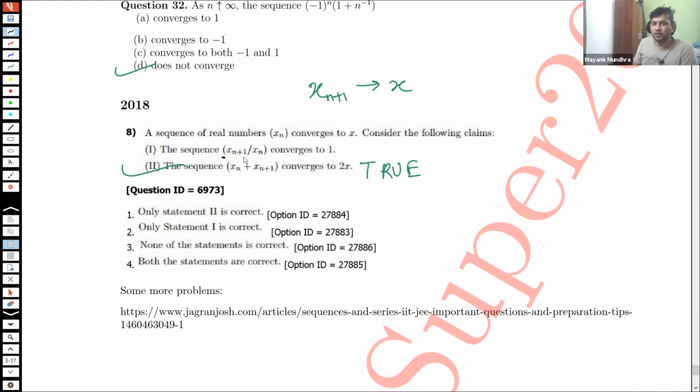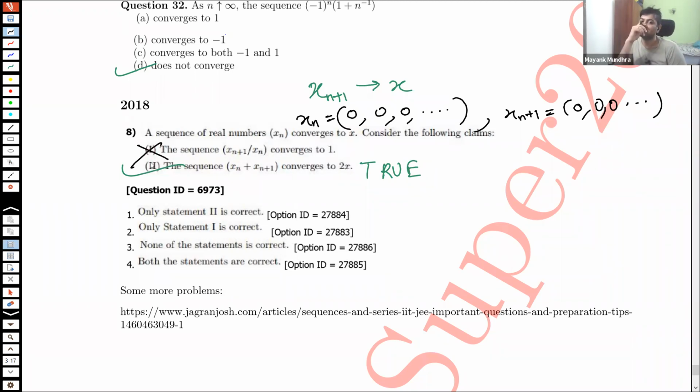Now coming to this sequence. It would be true if the sequence is not something going towards 0, right? So you could have the sequence xn equals 0, 0, 0, and so on. Or it becomes 0 sometimes in between. So in that case, xn plus 1 will also be 0, 0, 0, and so on. But xn upon xn plus 1 will not be defined. So the sequence converging to 1 is not true. This is not true because xn could become 0. But if you were to eliminate the zeros, then yes, this would be true.